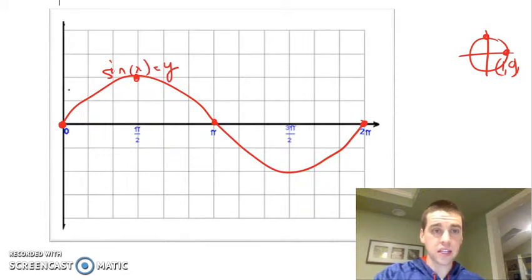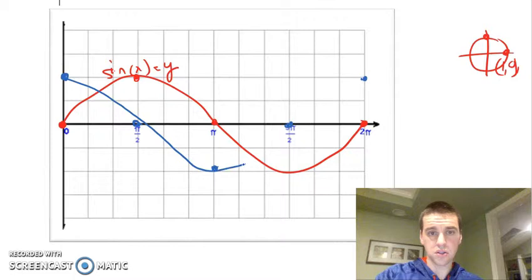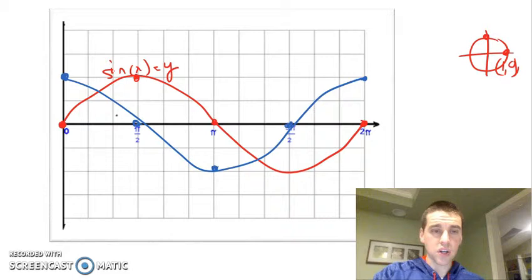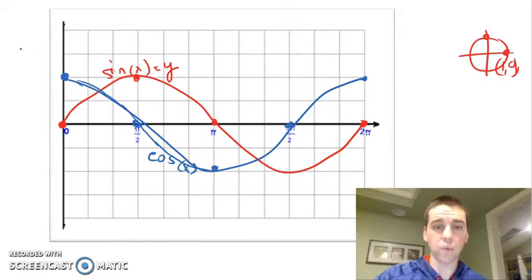If we had cosine, cosine starts at 1, it's the x value, and looks like this. That's a poor drawing, but you get the idea. It should probably look more like that. So you have the sine curve and you have the cosine curve. Very important to realize that the sine curve, if no transformations occur, starts at 0. The cosine curve starts at 1.